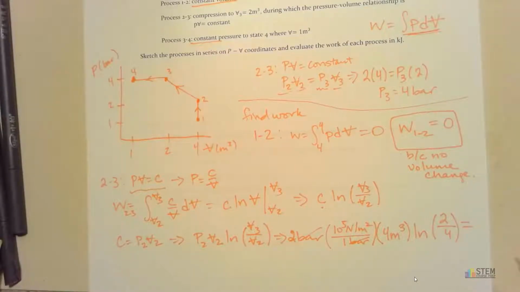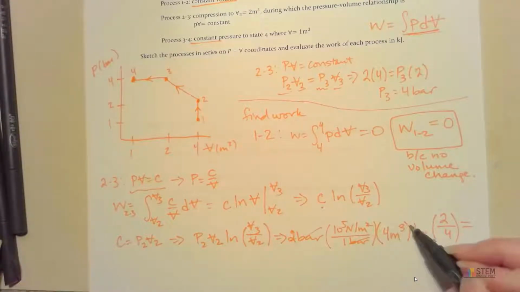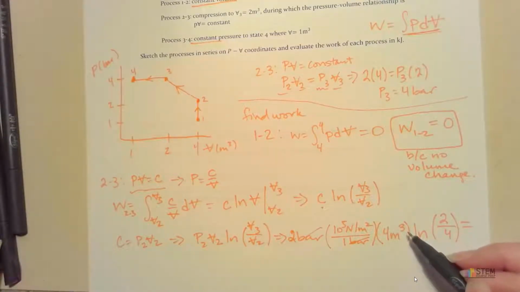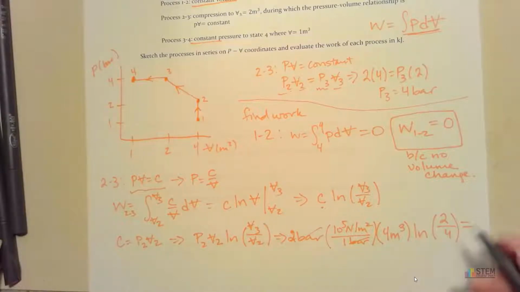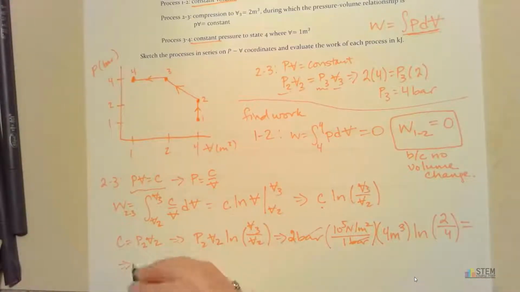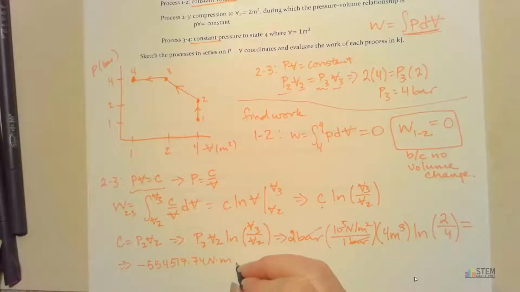All right, so now we're left with this. Now if you look, we've got Newton per square meter times cubic meter, so you're going to be left with a Newton meter. Okay, and the number you get when you multiply all that together is a negative 554,517.74 Newton meters. Okay, now this still is not in kilojoules, so let's go ahead and convert it over, and we'll go through all the steps so you can see.